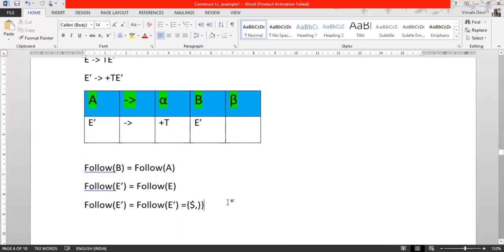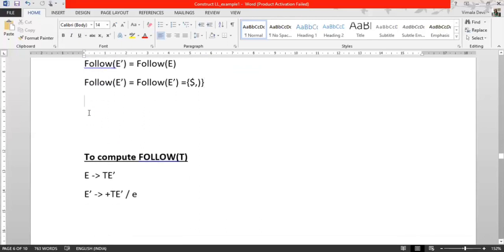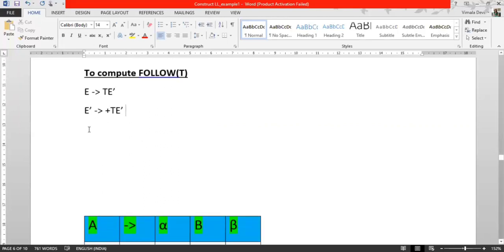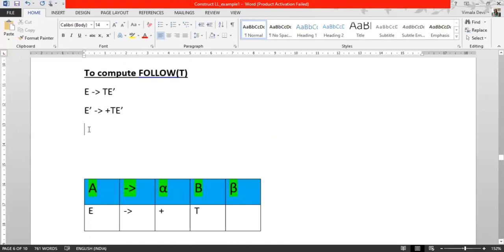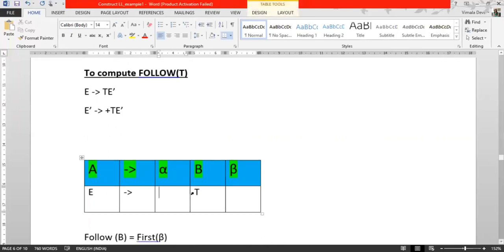Right? Now let's continue to compute the follow set of T. To compute follow set of T, we have to consider these two rules, which have T on the right hand side. The first rule is E derives T E dash, and the second rule is E dash derives plus T E dash. When I consider these two rules, first let us explore the very first rule, E derives T E dash.